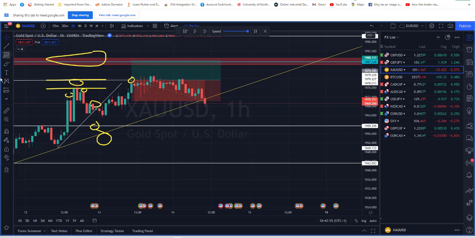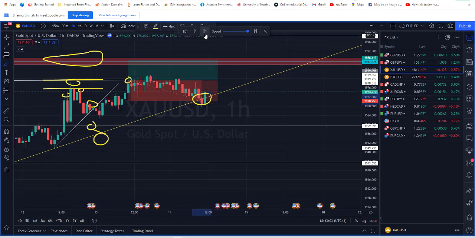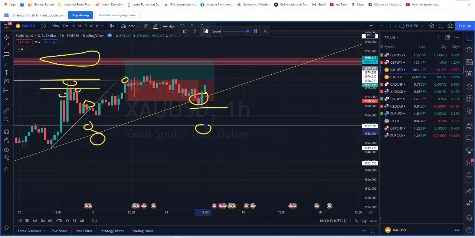But guess what? Remember what we said earlier, guys? If it breaks here, what will we be looking for now? A sell. If it breaks here, what will we be looking for? A sell trade. Let's check that out. We have that break. Then, if this particular low is broken, guys, we are taking a sell and our target will be right here. So let's see how that happens. It's still going up.